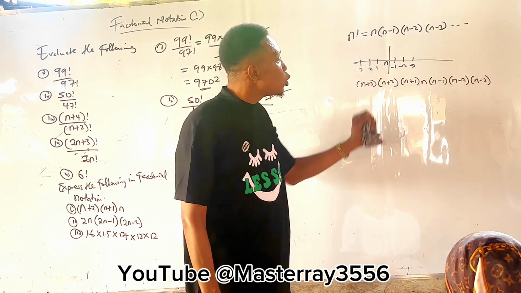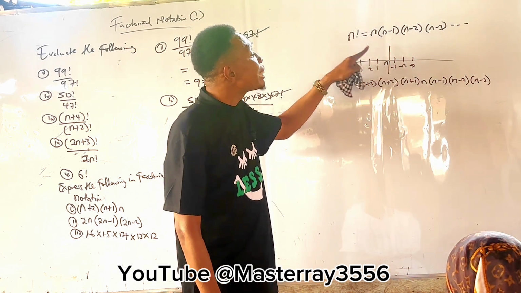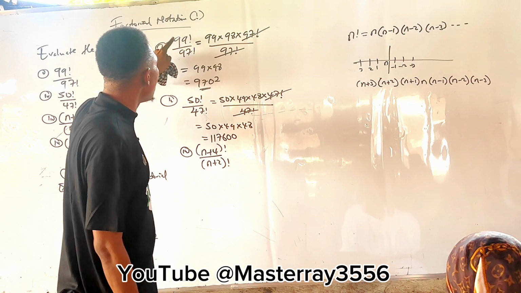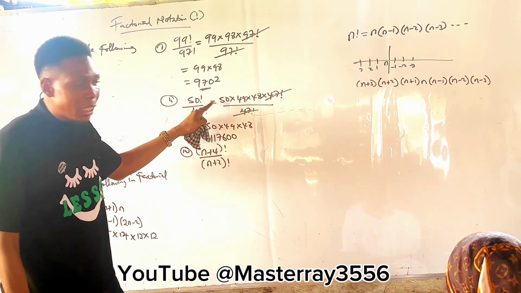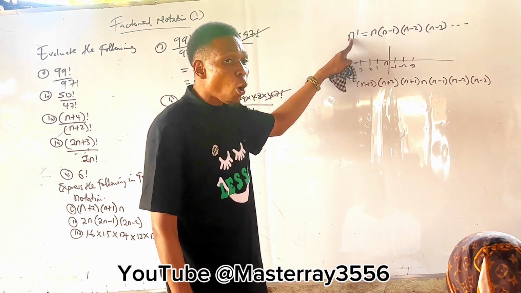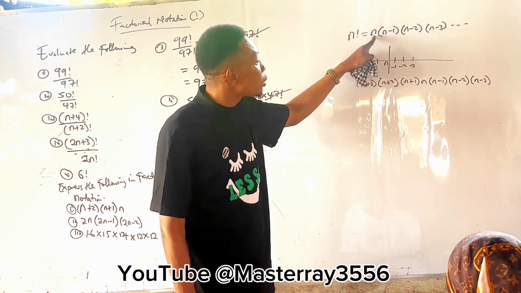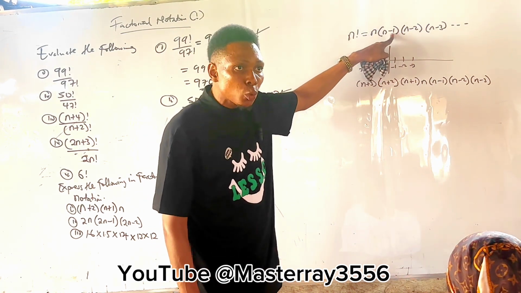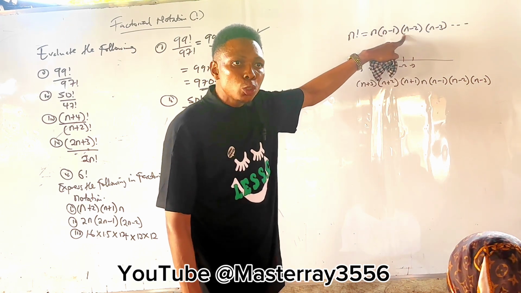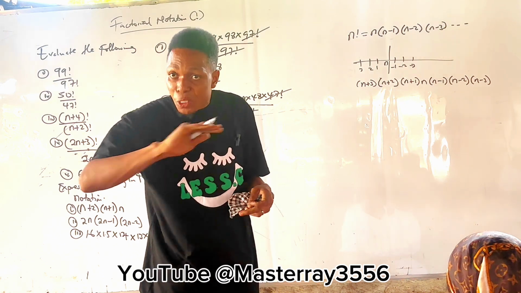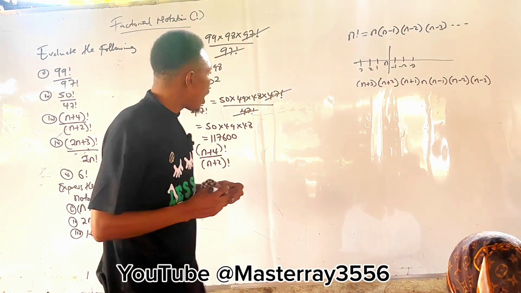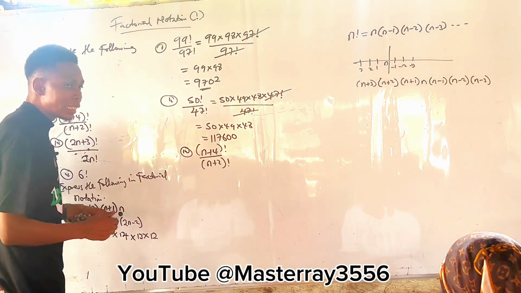Are you getting me? So if it's n factorial, you start with n. It's just like we start with 99 in one, and with 50 in the other. If it's n factorial, I start with n. After n is n minus 1. After n minus 1, n minus 2. After n minus 2, n minus 3. So the value is decreasing. Are you following? Now for this one, look at this.